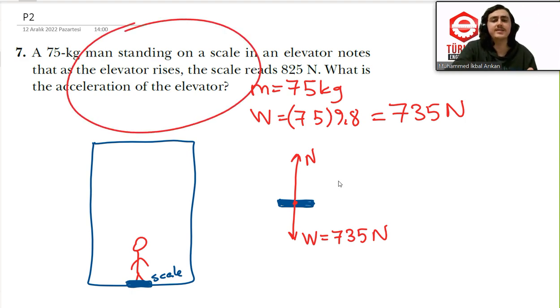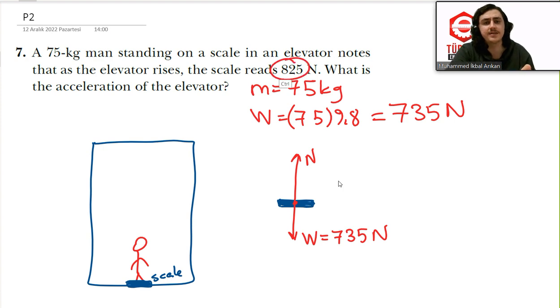The question is not saying that we are accelerating up, but since the scale reads more than this one, I understand that I'm going up with an acceleration. But if the scale reads smaller than this, I will say that I'm accelerating down. If the scale reads the same value, I will say that I'm at rest, or moving downward or upward with a constant velocity. That means the net force in y equals 0. But in this case, the net force in y is not equal to 0.